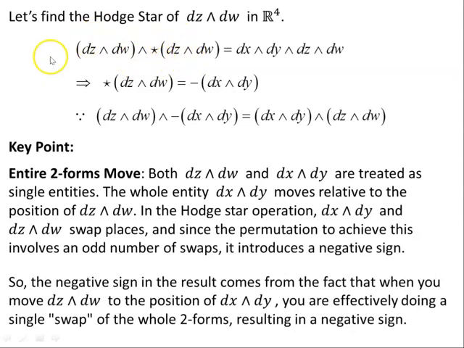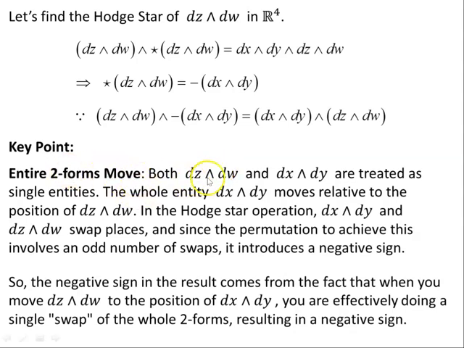When I swap it, so it looks like this with a dx and dy in front, this minus will change to a plus. In other words, that wedge that is equal to this because of the anti-symmetry property. Now, key point here, entire two forms move. When you just saw me do this two form here, this is equal to this simply because I can move this whole two form in front here, and that changes the sign. So entire two forms move.